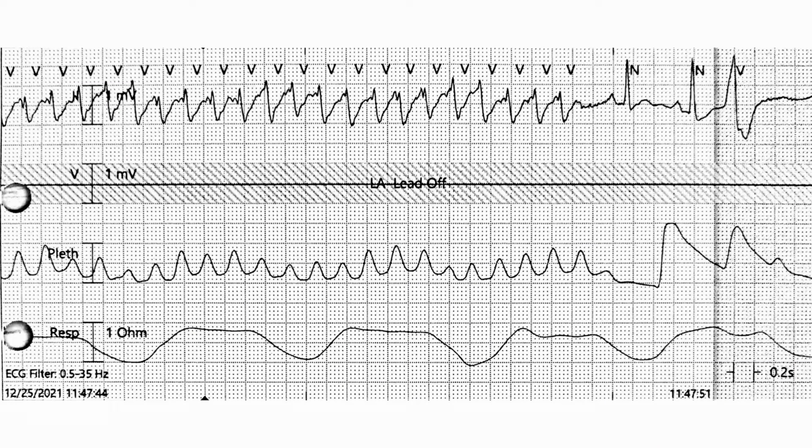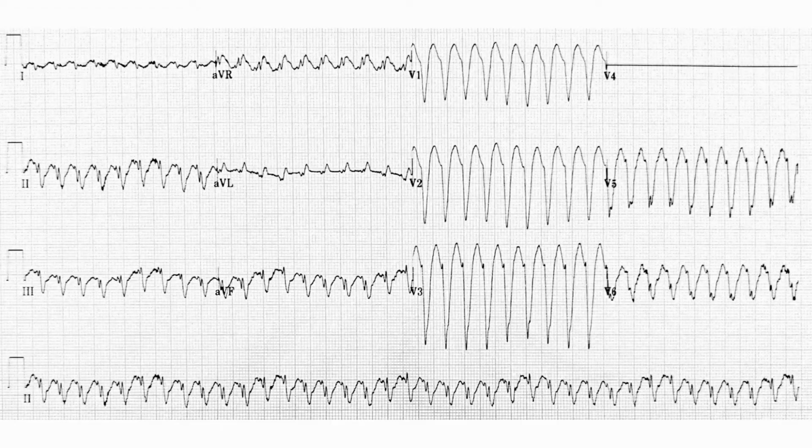So this is the initial rhythm strip that was sent for a consultation. You're welcome to pause this video and come up with a differential diagnosis for this tracing. This is a 12-lead ECG that was performed shortly after this rhythm was discovered on telemetry.